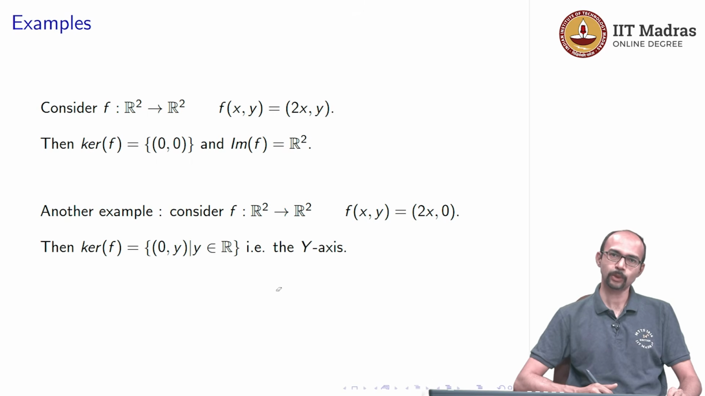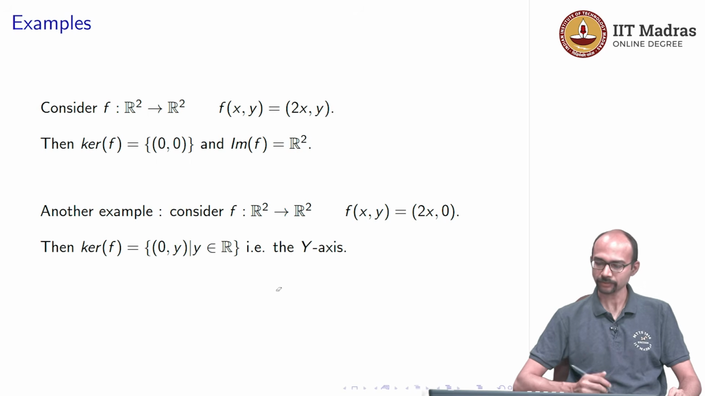That means 2x is 0 and 0 is equal to 0. So, 0 equals 0 does not yield us any restriction on (x, y). 2x equals 0 yields us the restriction x is equal to 0. That means y can be anything, right. So, the kernel of f is (0, y). So, this is the entire y axis, right. (0, y) is the y axis.